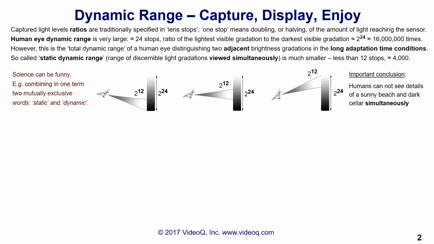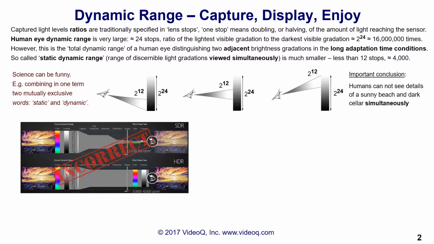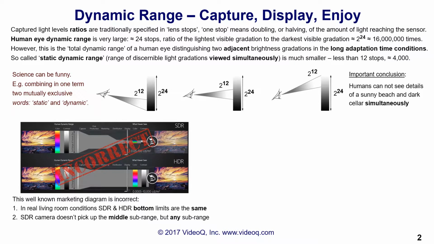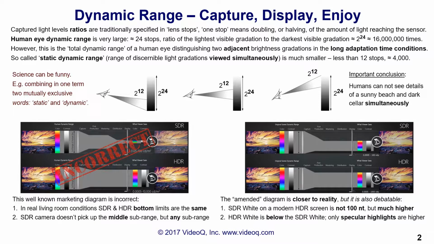In a well-lit living room, standard dynamic range and high dynamic range dark gradations look the same. SDR white on a modern screen is not 100 nits, it's much higher. And it's limited only by the particular display's design and electronics. HDR white is not higher than SDR. It is in fact lower than SDR white. Typical HDR images are dark. Only the specular highlights are much higher than the clipped highlights in SDR images.